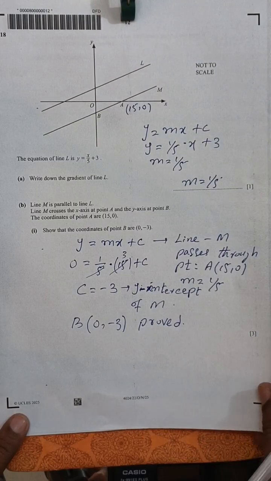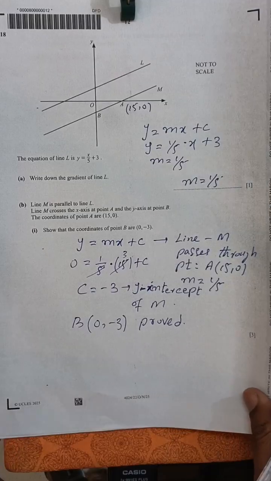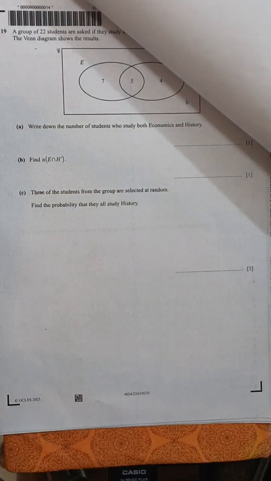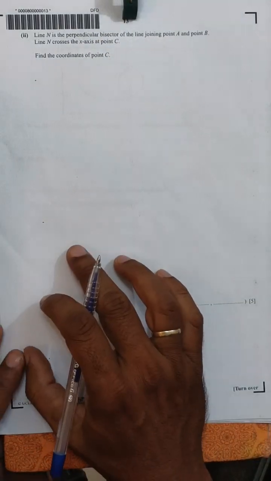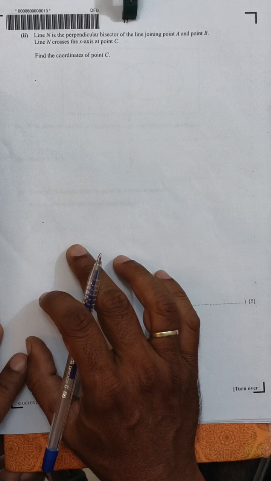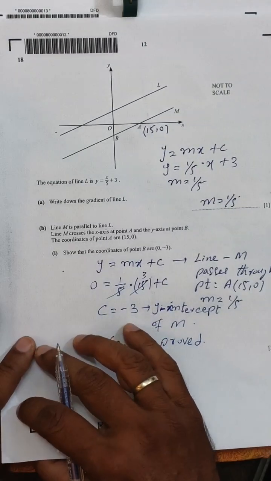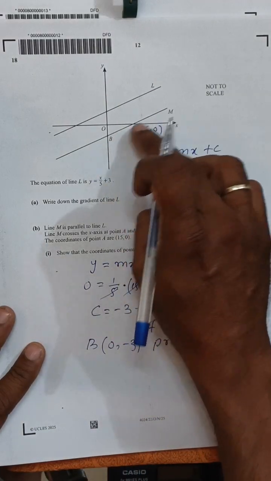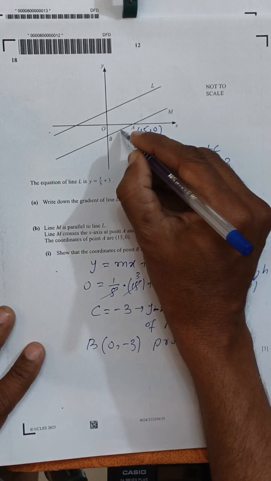Now the next part. Line N is the perpendicular bisector of the line joining point A and B. Line N crosses the x-axis at point C. Here he is saying that the line N is the perpendicular bisector of line A and B. This is line A and B.